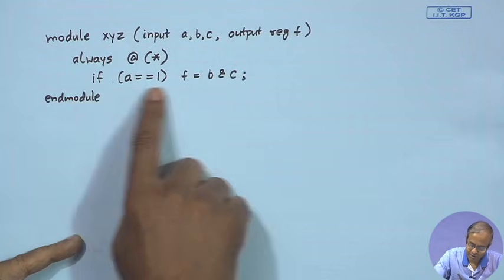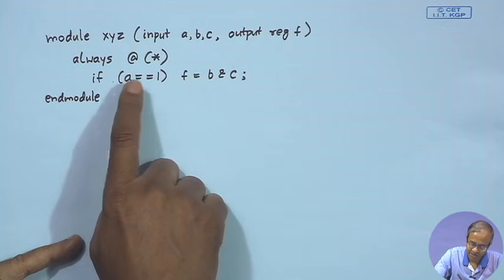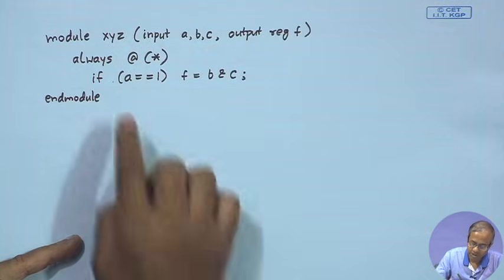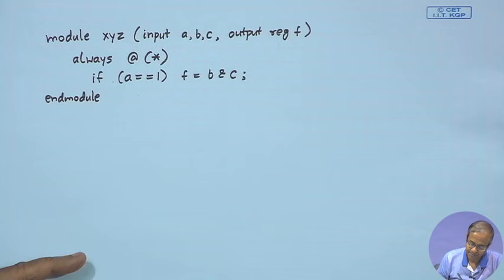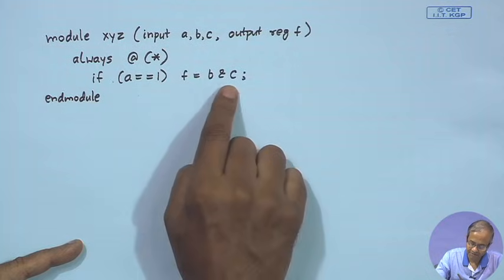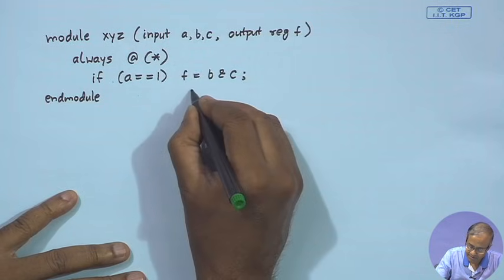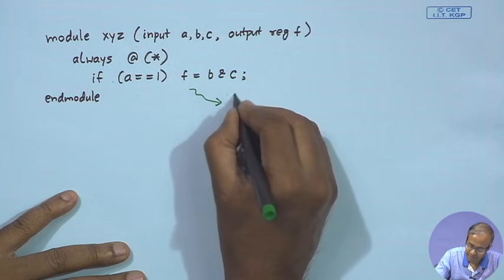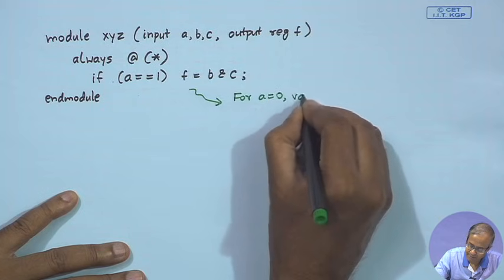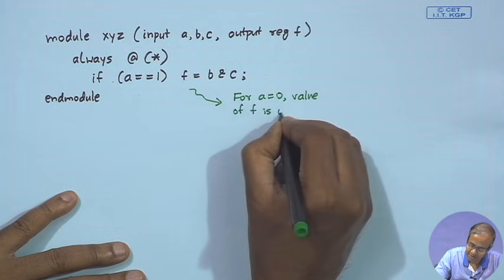Here also we are not specifying the value to be assigned to F for all possible values of A. We say that if A equal to 1 you do this, but what will happen if A equal to 0? I have not specified. So, if A equal to 0, the interpretation will be the value of F will not change, that means you need a latch. So, the inference is that for the condition A equal to 0, the value of F is unspecified.